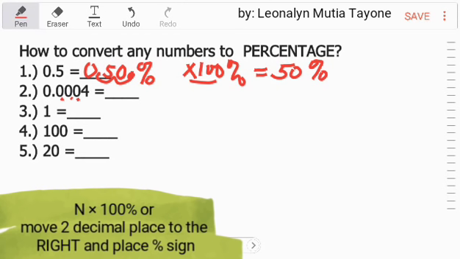Another example, number 2. 0.0004 convert to percentage. Mag-multiply ka lang ng 100% at magiging 0.04% na siya. Another way is move 2. Ito yung pinakamadaling gawin nyo. Move 2 decimal place to the right. 1, 2. So, nandito na yung decimal. Kaya, naging 0.04%.